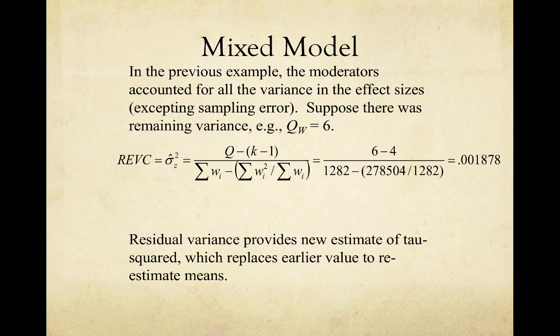Okay, now in the previous example, the moderators accounted for all the variance in the effect sizes except for sampling error. But suppose that they didn't. Suppose that the Q within is 6, and we had some random effects variance left over. So it's .001878. And now we could re-estimate the means using that. So we could come back and have that W star instead of the W, whereas the W star is 1 over the sampling variance plus the random effects variance.